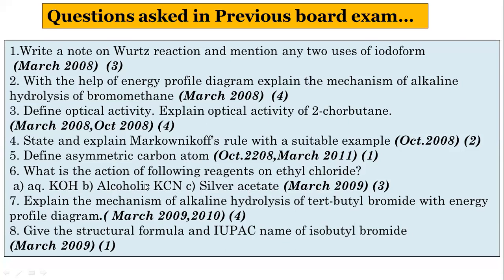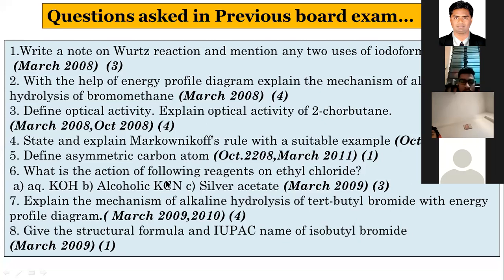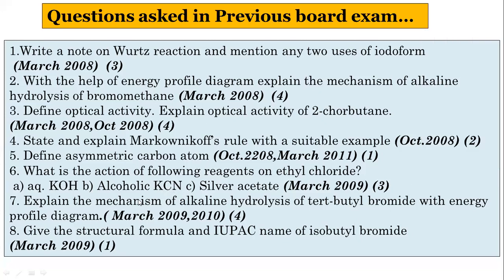Then what is the action of ethyl chloride with alcoholic KCN? AgCN and KCN are different. In one reaction isocyanide is formed and in one reaction cyanide is formed. So does KCN give cyanide or isocyanide? Cyanide, very, very good. And AgCN gives isocyanide. Remember, there is confusion in the exam, so such a question is often asked.